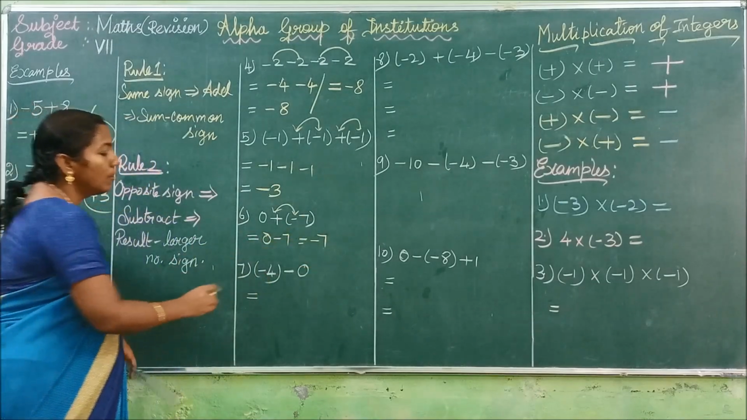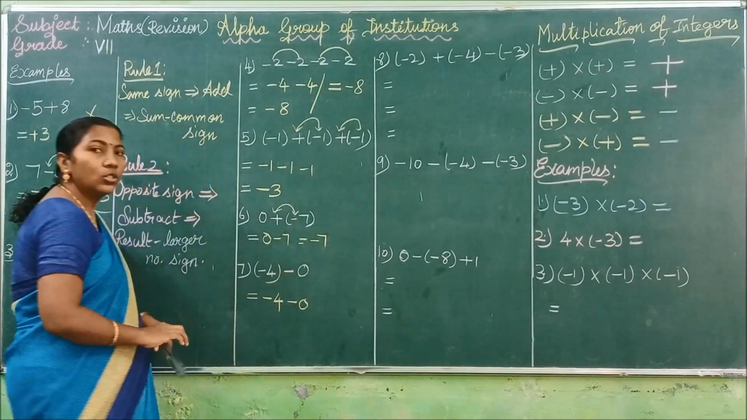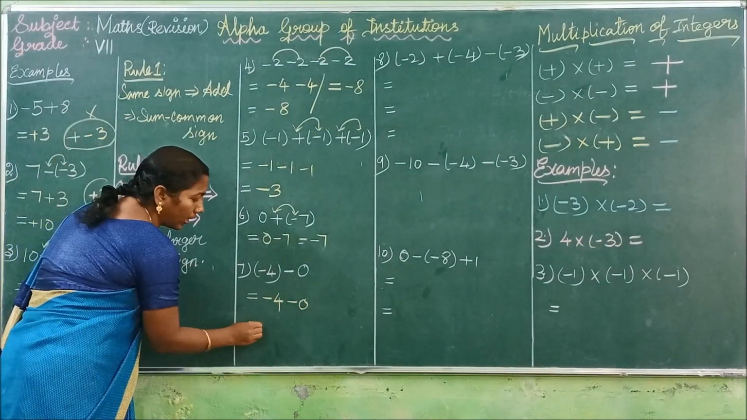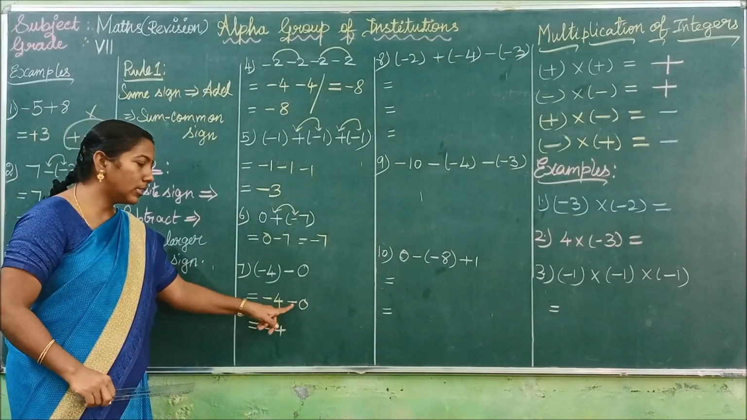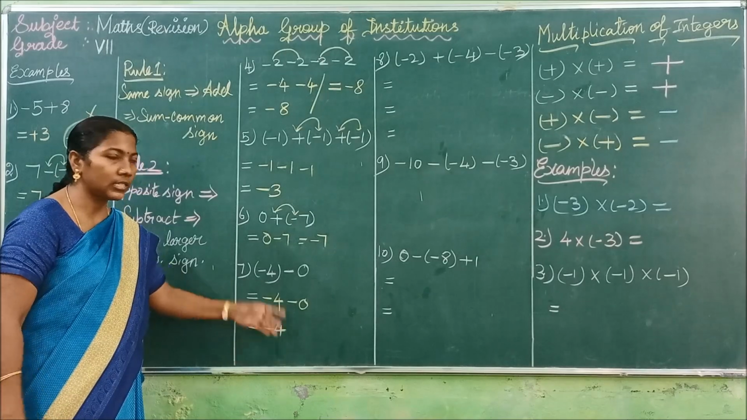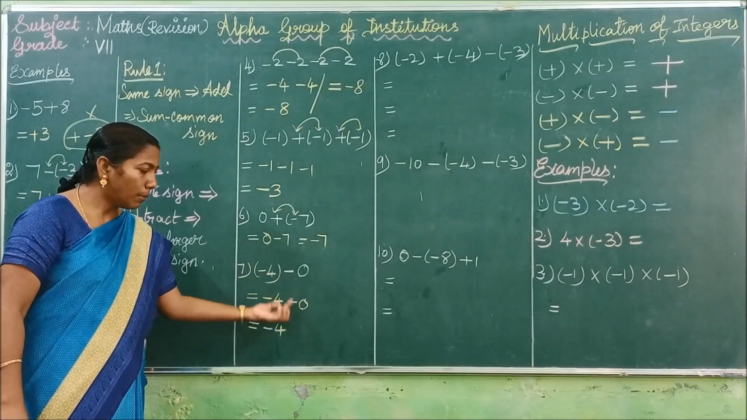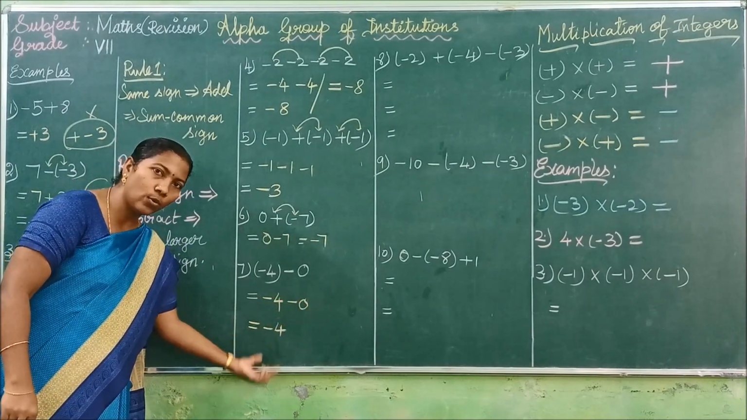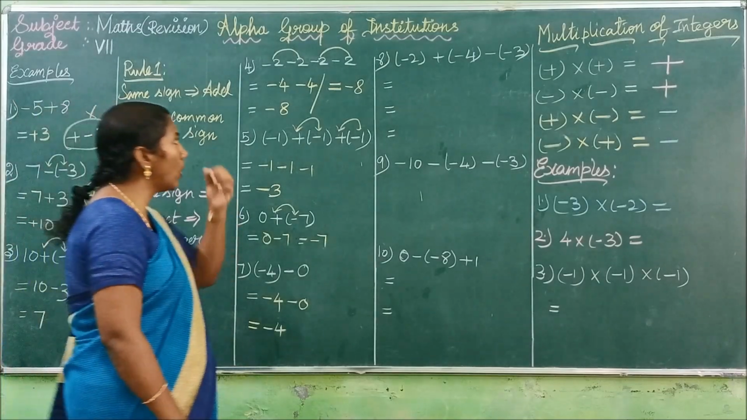See the next one. Minus 4 minus 0. If you are subtracting 0 from minus 4, you get minus 4 only. So write it as minus 4. But many of you multiply this minus with minus and write plus 4. It's not. Okay, this is the correct answer. This is the first integer, so you have to write it as minus 4 minus 0. If you are subtracting 0 from minus 4, you get minus 4 only. It remains the same. So write minus 4. Okay. See the next one.